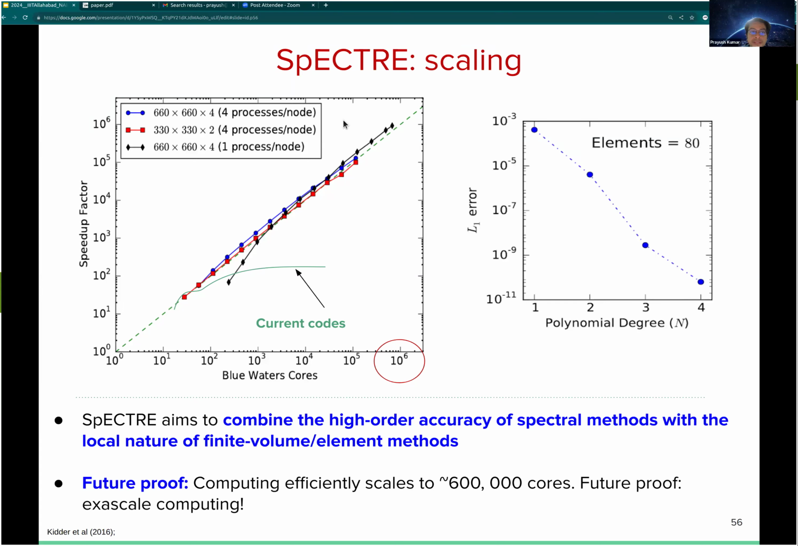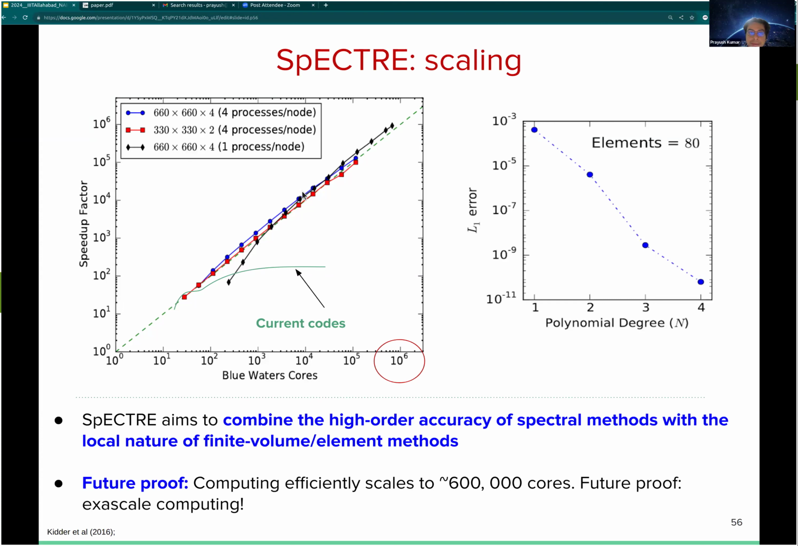And here I'm showing some scaling tests for Spectre. So typically when we run SpEC or any other numerical relativity code, if we throw more and more computers at it, the performance doesn't strictly always improve, right? In fact, after a few hundred to maybe several hundred cores have been put on a single problem, the performance pretty much plateaus. So this is the scaling that current codes approximately display.